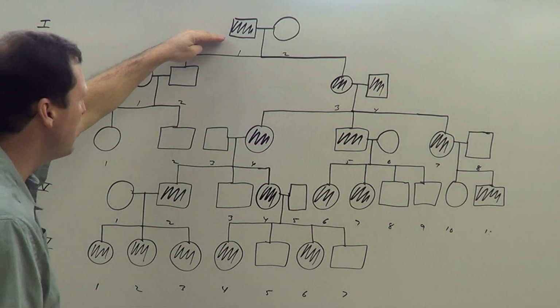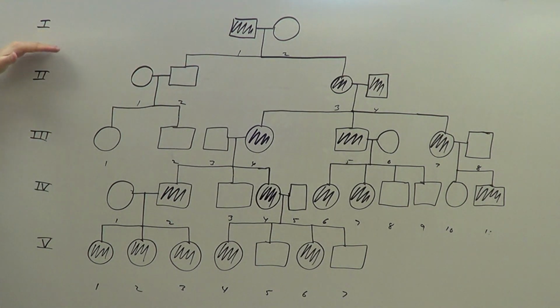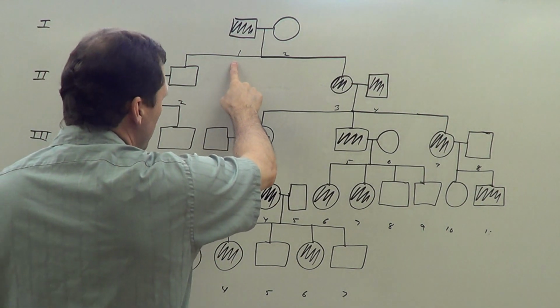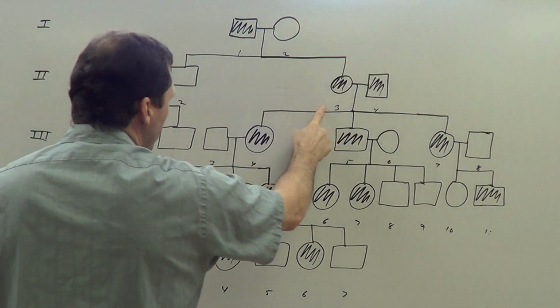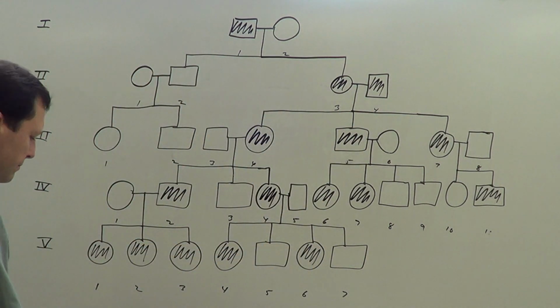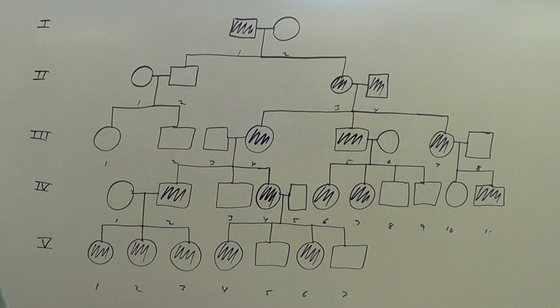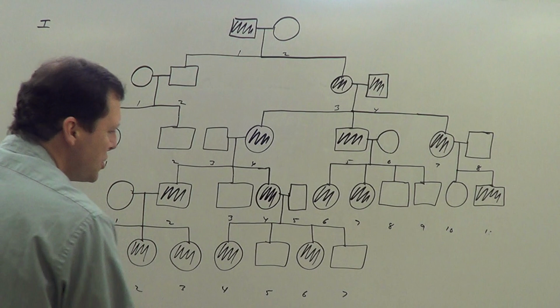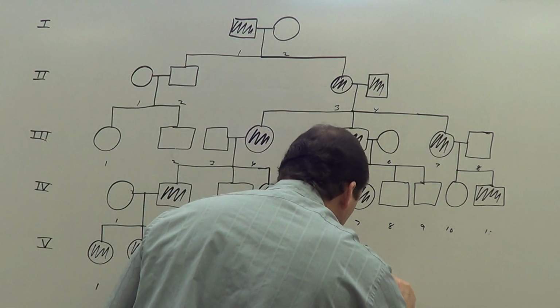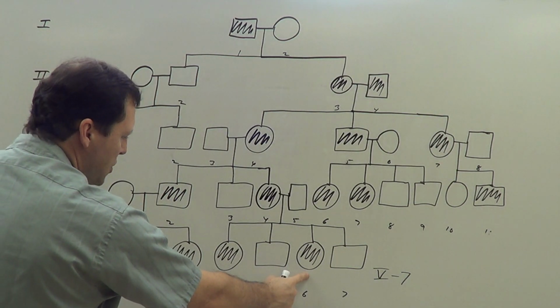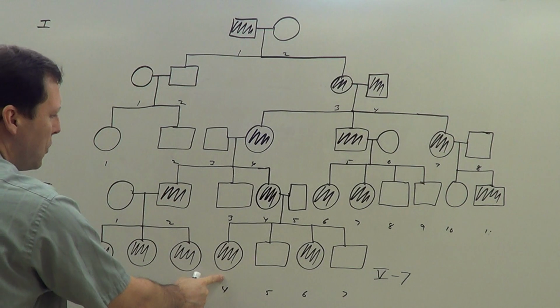The top generation being the oldest. So generation 1, 2, 3, 4, 5, which I've labeled for you in Roman numerals. And then let's go ahead and label each individual with Arabic numerals. 1, 2, and then we start over, 1, 2, 3, 4, and so on. If I wanted to refer to this individual right here, I would denote them with a Roman numeral 5, Arabic numeral 7. So I would write 5-7. This individual, 5-6, 5-5, 5-4, and so on.